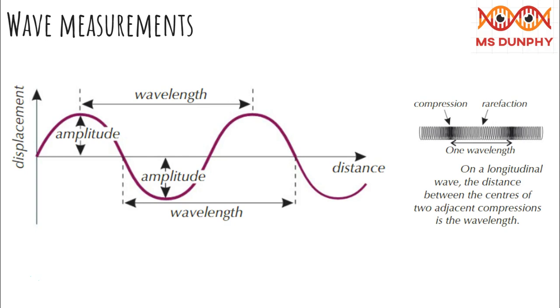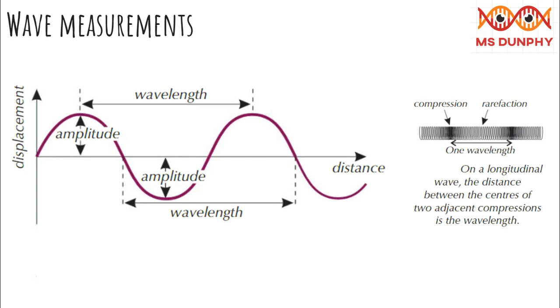There are a few measurements that you can use to describe waves. The amplitude of a wave is the maximum displacement of a point on the wave from its undisturbed or rest position. In other words, it's the distance from the undisturbed position to a crest or a trough.